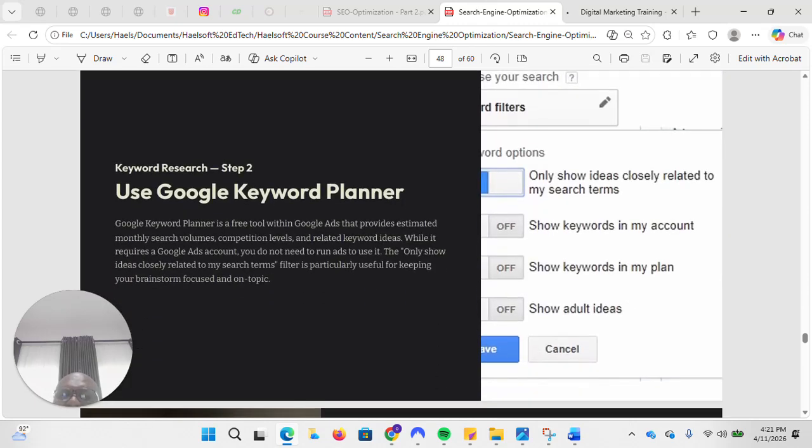So use Google Keyword Planner. We're going to do a training on Google Keyword Planner. We have different keyword research tools in the market that you can actually use to do your keyword research, and one of them is Google Keyword Planner. Google Keyword Planner is a free tool within Google Ads that provides estimated monthly search volume, competition levels, and related keyword ideas. While it requires a Google Ads account, you do not need to run ads to use it.